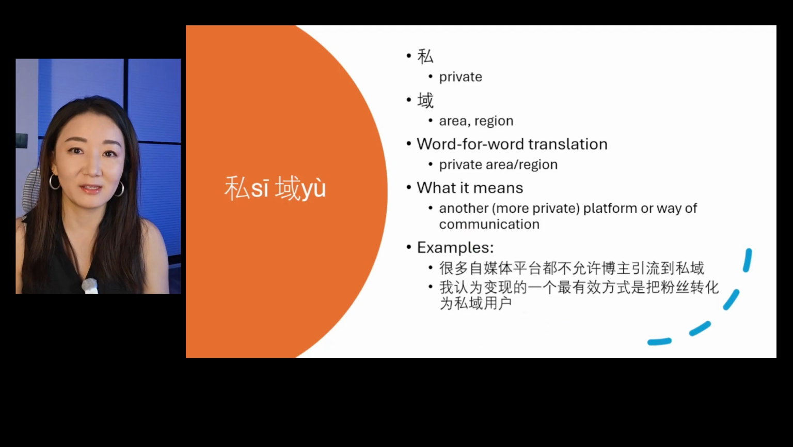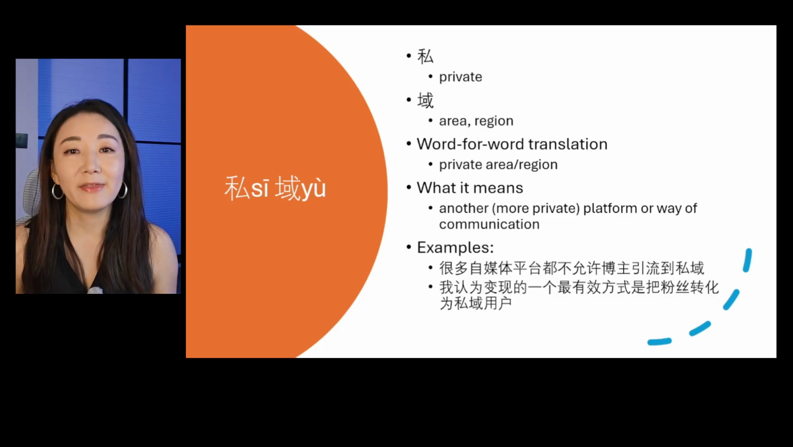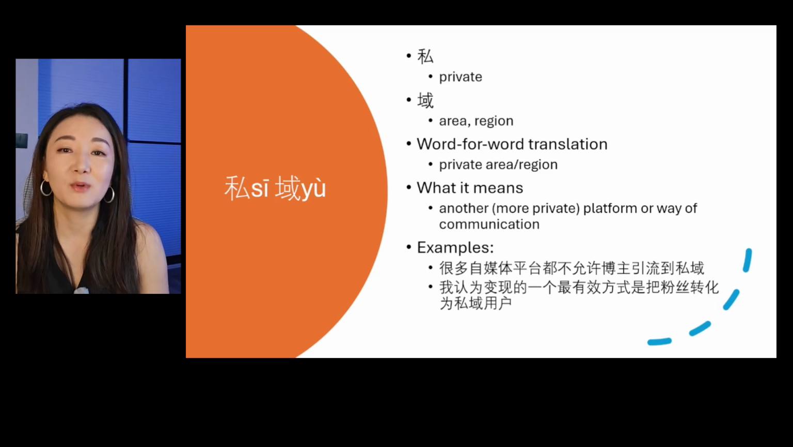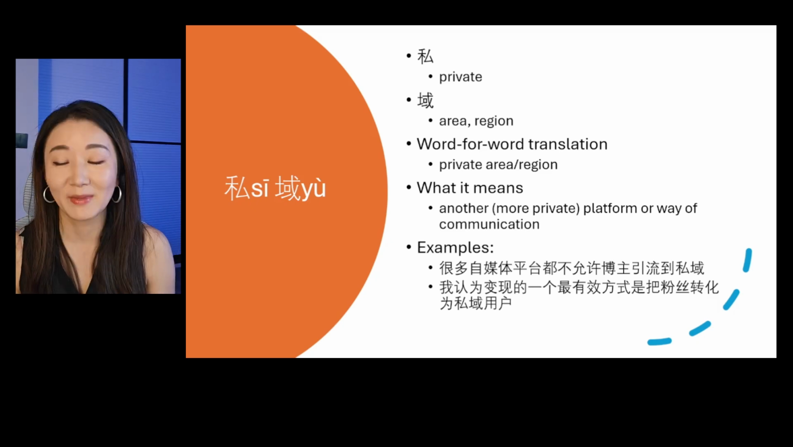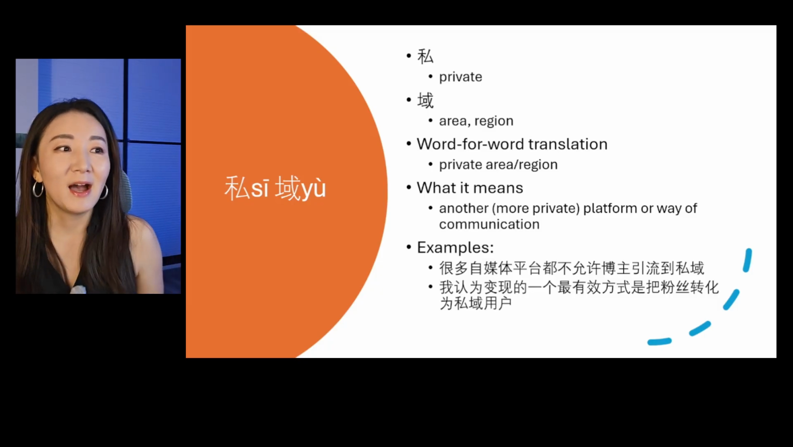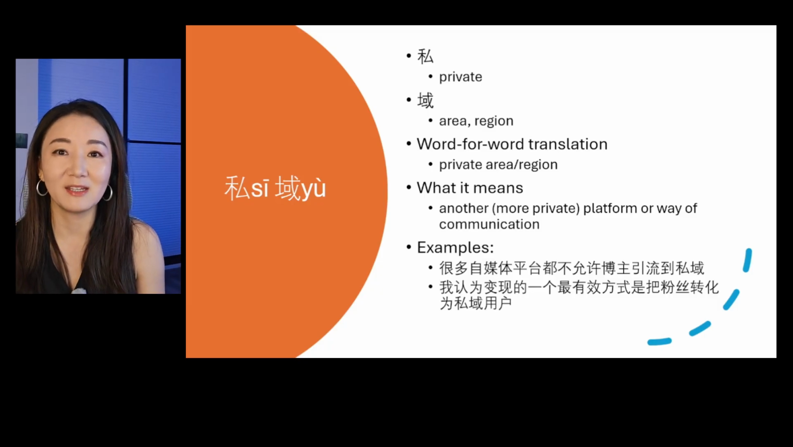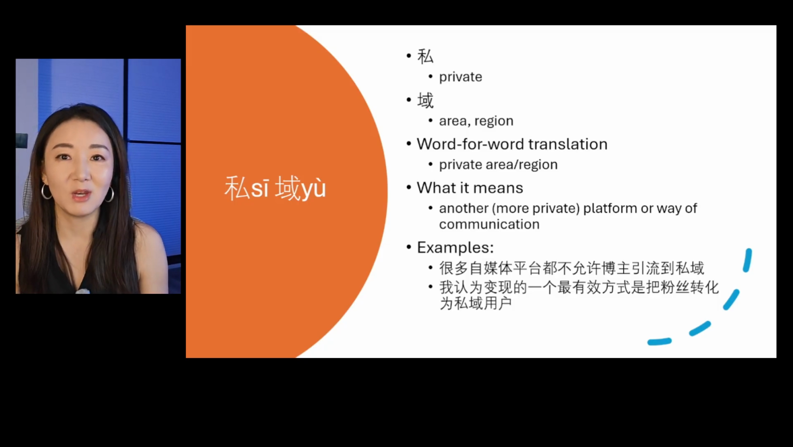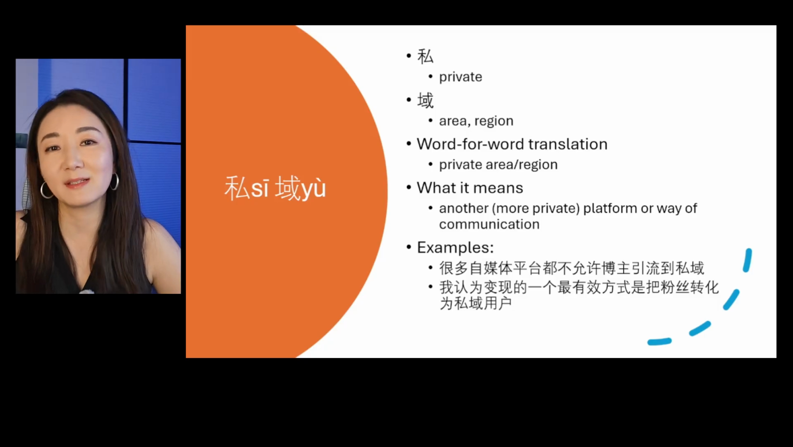Let's translate this long sentence into English. I think the most effective way of monetization is to convert your subscriber to 私域 user. I'm sorry, there's no perfect way to translate 私域, right? Let me do it again. I think the most effective way of monetization is to direct your subscribers to a more private way of communication. Yep, I think that's a good translation.